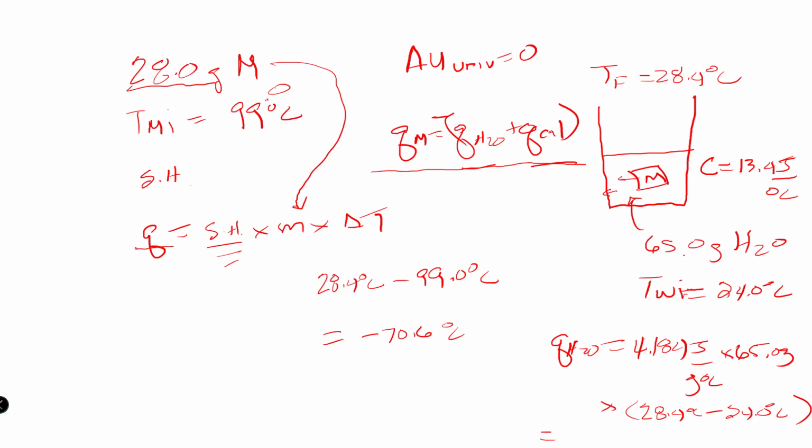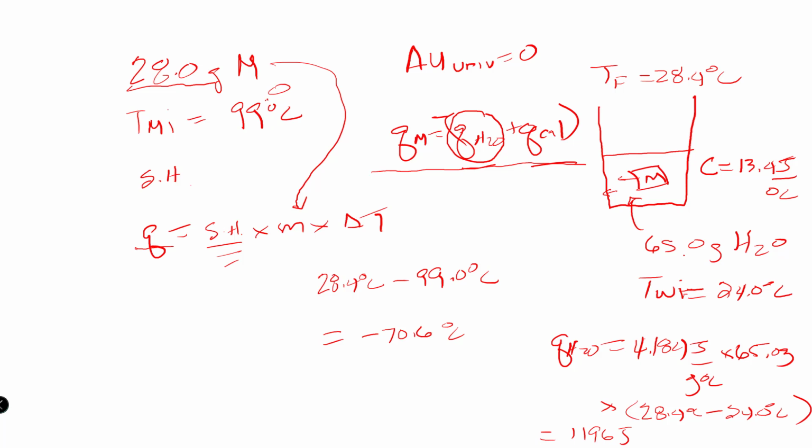So 4.184 times 65 times 28.4 minus 24.0. Okay, so that gives us 1,196 joules of heat absorbed by the water. All right, so that gets this part.